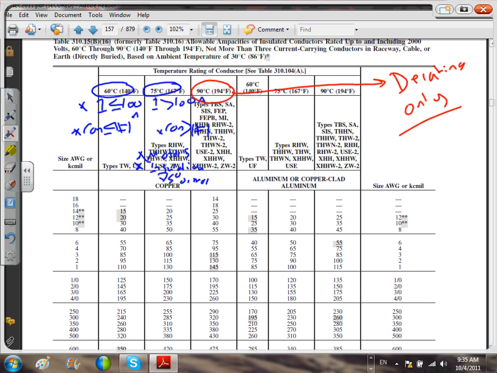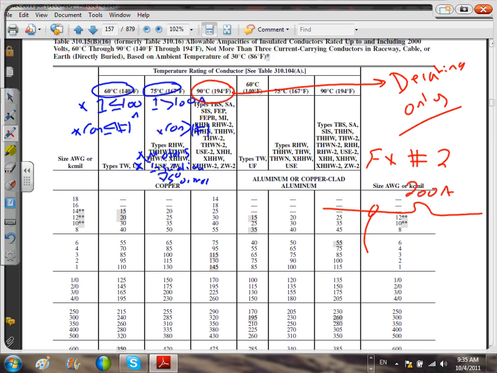Here's example number 2. Suppose I have a feeder like this. My feeder here is 200 amp, and I need to size this conductor. It's a 3-phase feeder, 200 amp. So for the 200 amp, which column am I going to?